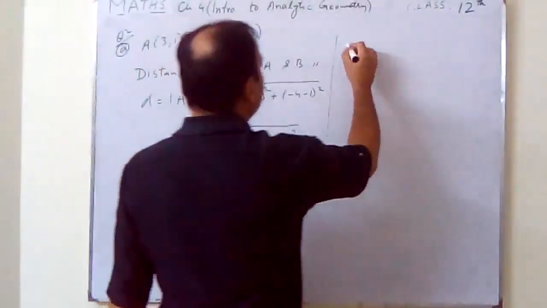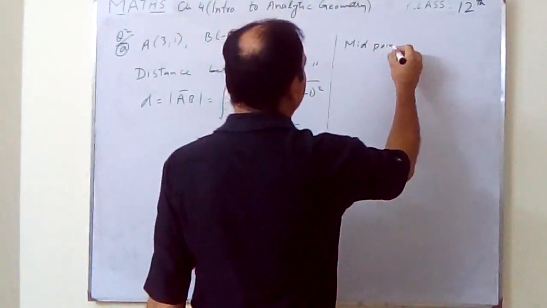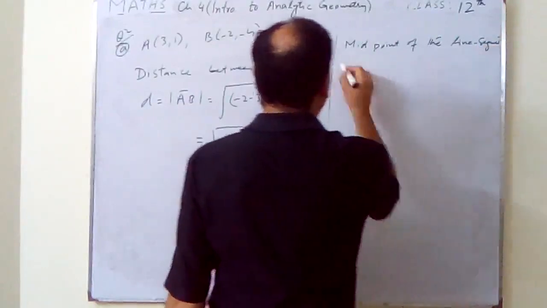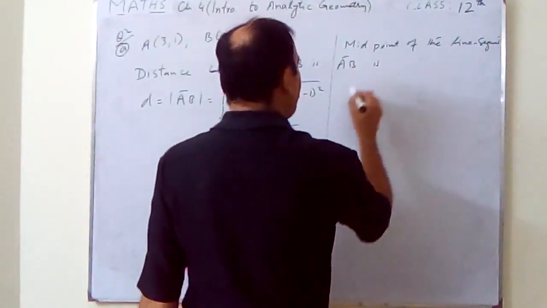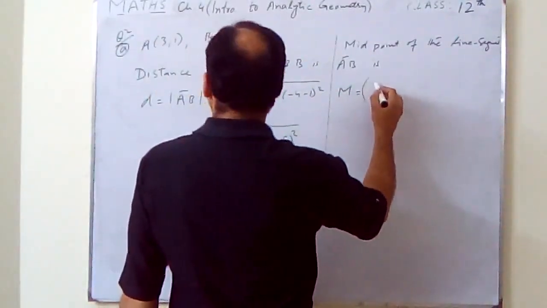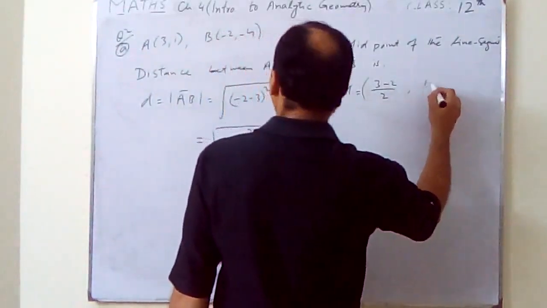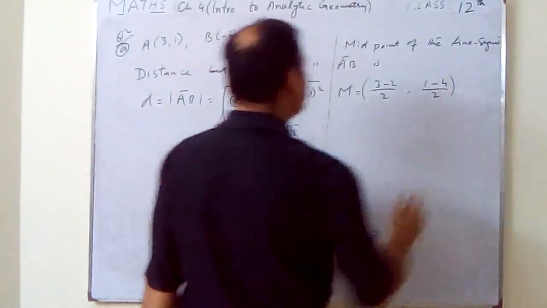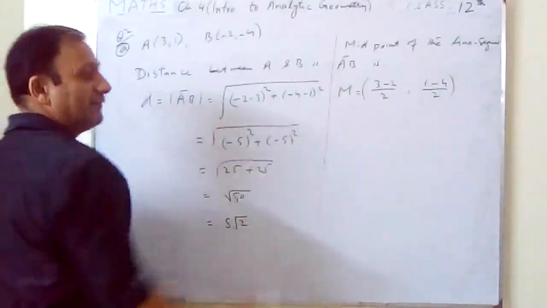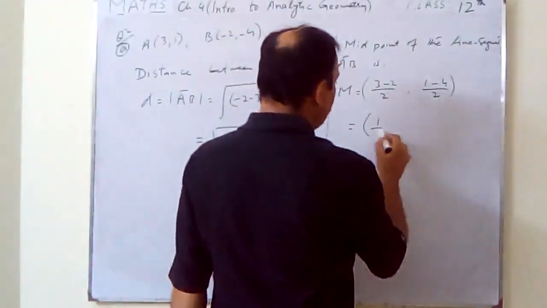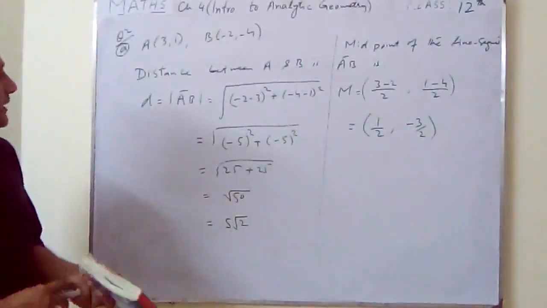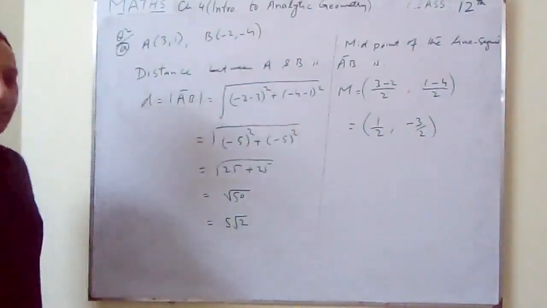And the second part, the midpoint of the line segment AB is ((3 minus 2) divided by 2, (1 minus 4) divided by 2). So we have (1/2, -3/2). This is the midpoint. So the distance formula is simple, and the midpoint is simple too.